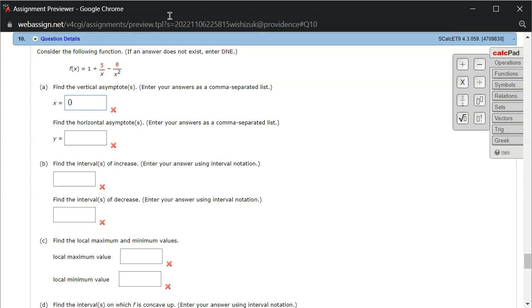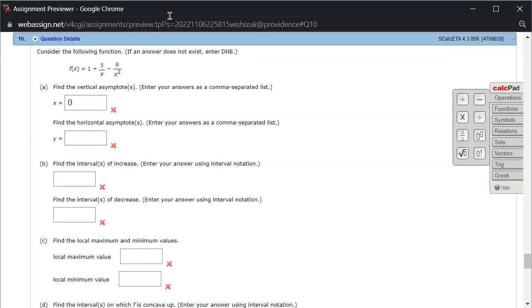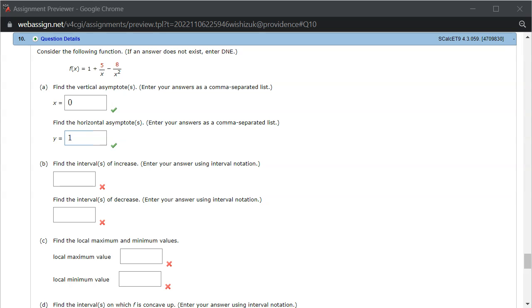Then for the horizontal asymptote, if you take the limit at infinity, you can see that the second term goes to 0, and the third term also goes to 0. You're left with 1. So y equals 1 is going to be the horizontal asymptote. All right, so let's check the answer. I came back and it looks like we got part A correct. Let's move on to part B.